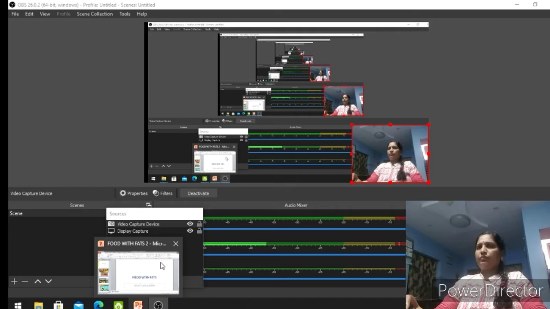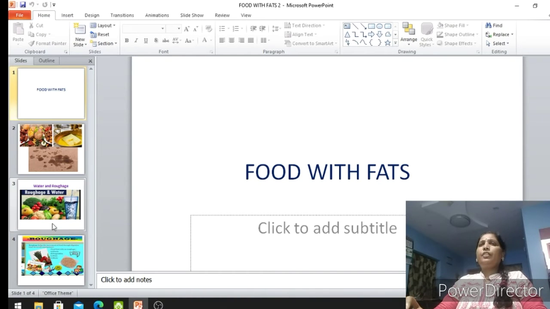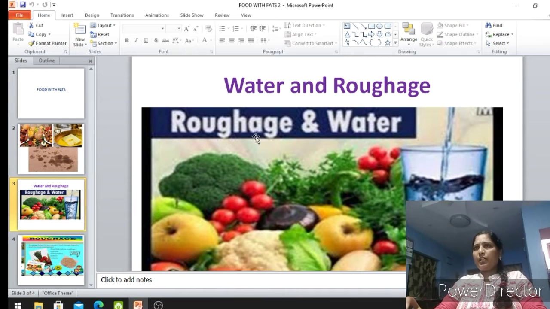Children, now you try to understand what the meaning of roughage is. Roughage means the fiber present in plants, vegetables and fruits. The fiber which is present in fruits and vegetables is known as roughage. And you can also say that the roughage passes through the digestive tract without any change.